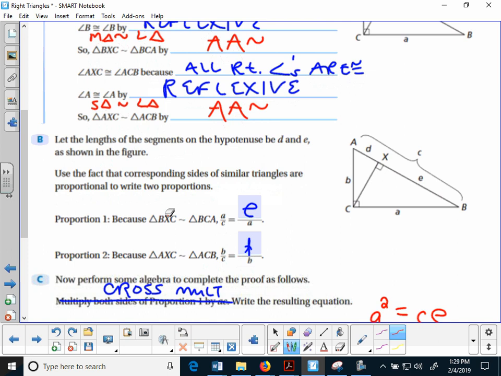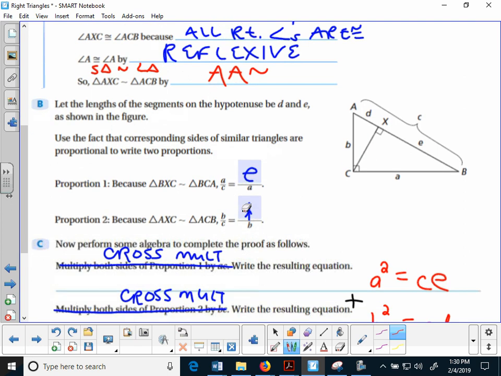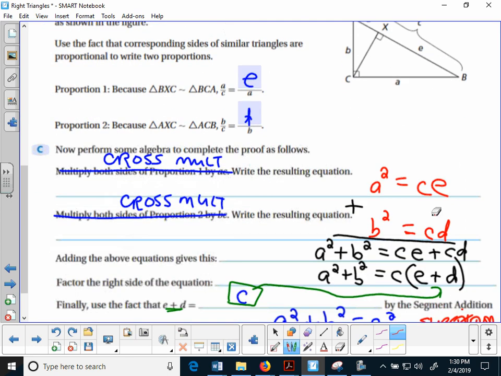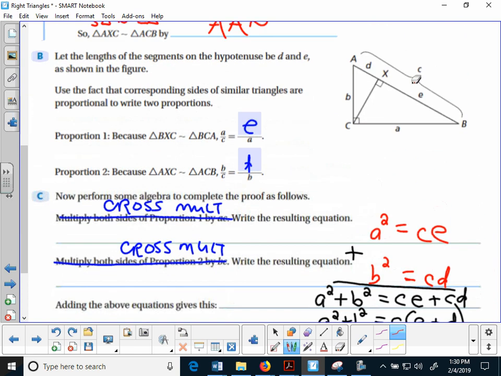Okay, you do the medium to the large triangle, and you look at the medium sides to the large sides. You do the small to the large, and you talk about the small sides to the large sides. You then cross multiply. Oh, that looks weird. To get this, you add the equations, and then you use segment addition to replace E plus D with C. And you substitute that in. And that is it.